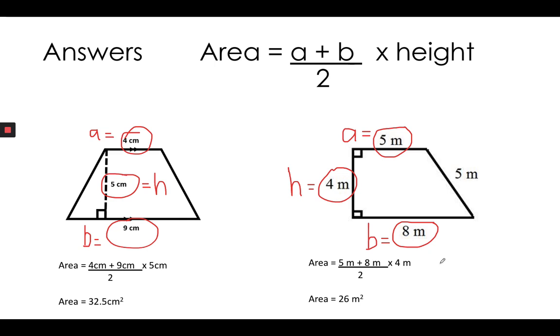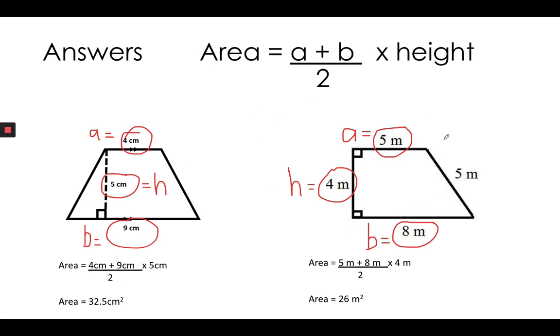Okay, I hope that you unpaused me now. Let's start with this one over here. You found out that your top base is 4 centimeters, bottom base is 9 centimeters. You divide them by 2. You know your height is 5 centimeters. You multiply it by 5. Your area is a total of 32.5 centimeters squared.